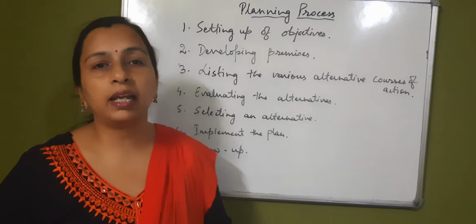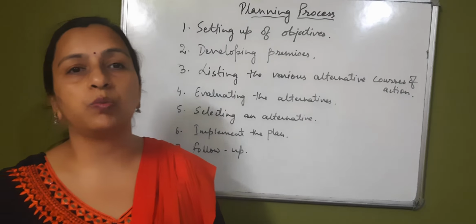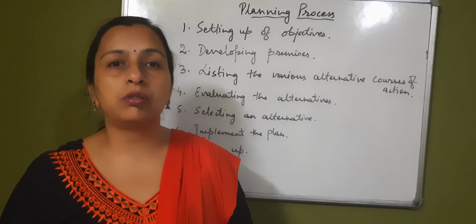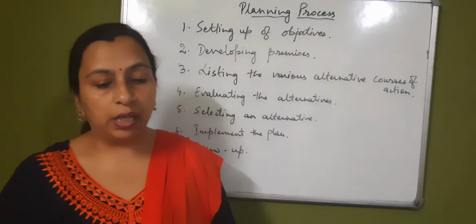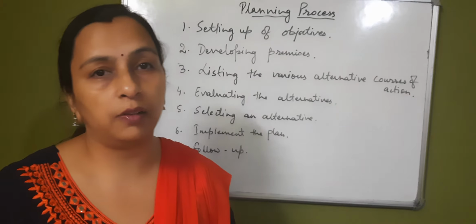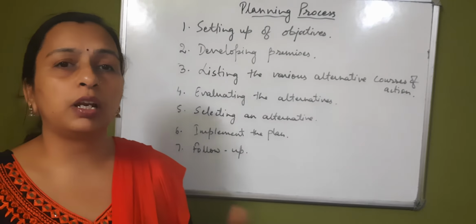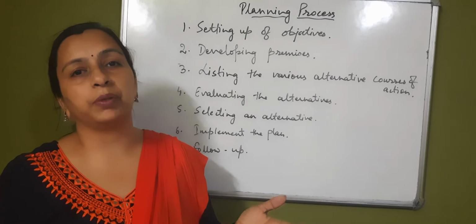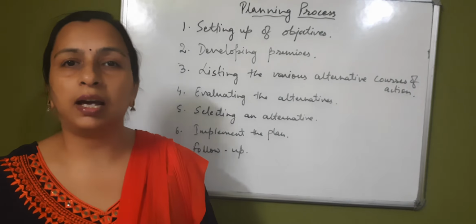So, first is setting up of objectives. Now, the planning function begins with the first step in which we have to set the objectives. So, keeping in mind the goals of the company, the objectives are set. Because all the policies and procedures are framed on the basis of objectives only. So, on the basis of goals of the company, and the financial, human and physical resources available in the company, objectives are set.